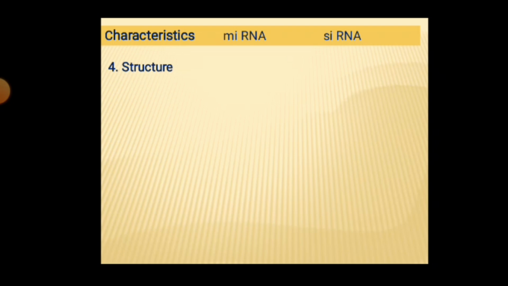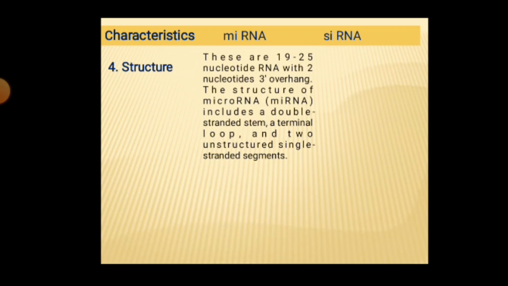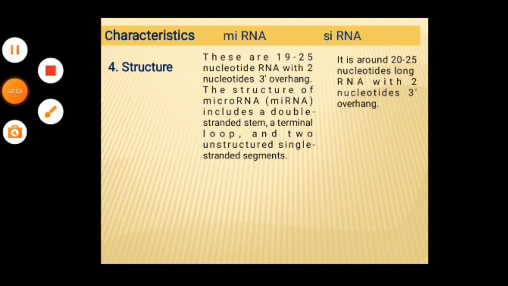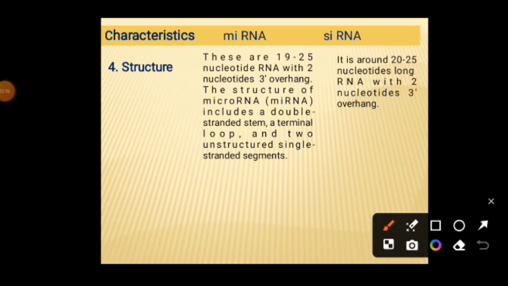Next is structure. These miRNA are 19 to 25 nucleotide RNA with 2 nucleotides 3' overhang. The structure of miRNA, that is a microRNA, includes double-stranded stem, a terminal loop and 2 unstructured single-stranded segments. Whereas the siRNA is around 20 to 25 nucleotides long RNA with 2 nucleotides 3' overhang. So, in case of both miRNA and siRNA, this 2 nucleotide 3' overhang is common. Okay.